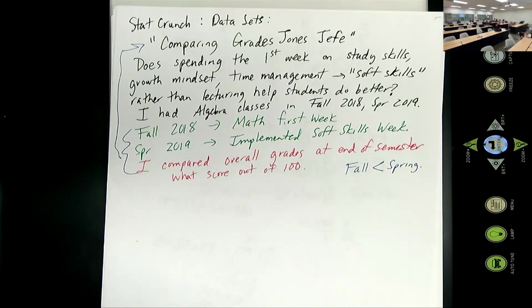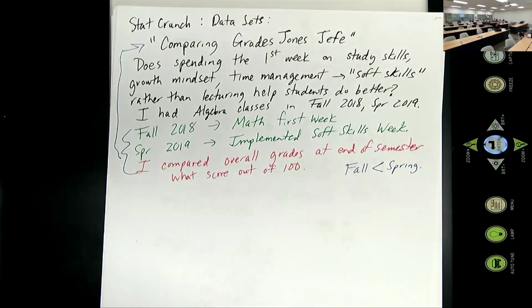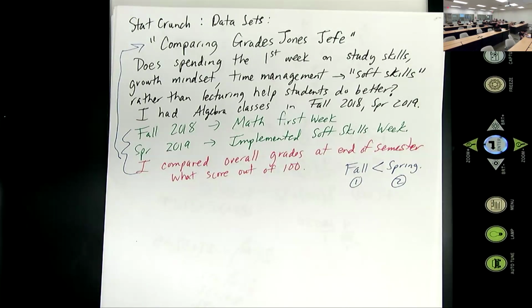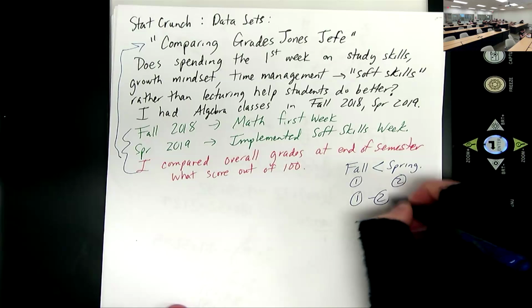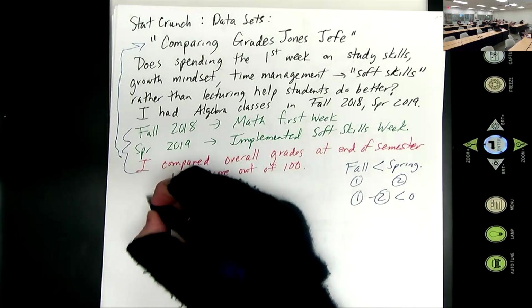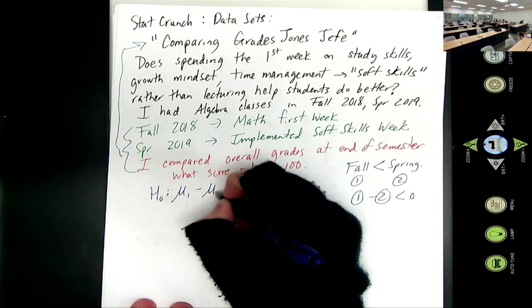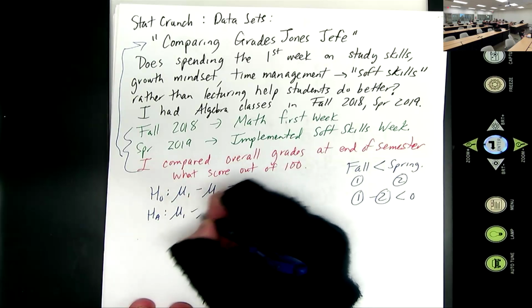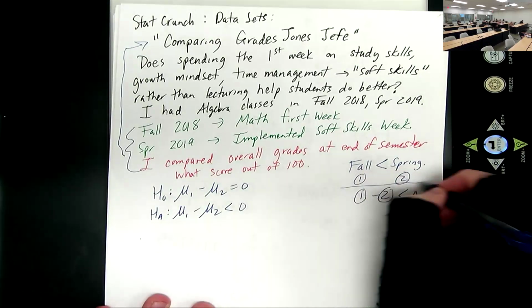That's cool. So we label these group 1 and group 2, in the order they appeared. Which means if I subtract group 2 from group 1, I get 1 minus 2 is less than 0. I'm going to say H naught is mu1 minus mu2 equals 0, and HA is mu1 minus mu2 is less than 0, where those are my groupings that I have to use.